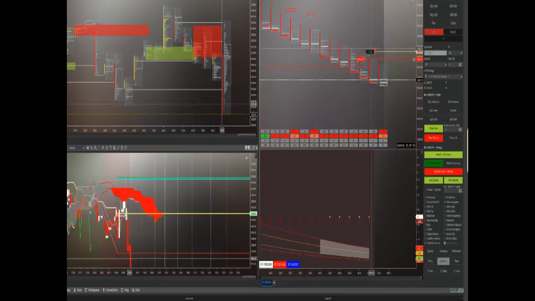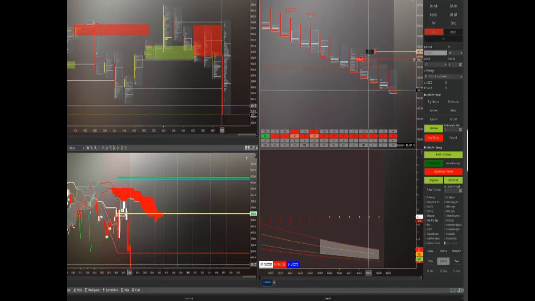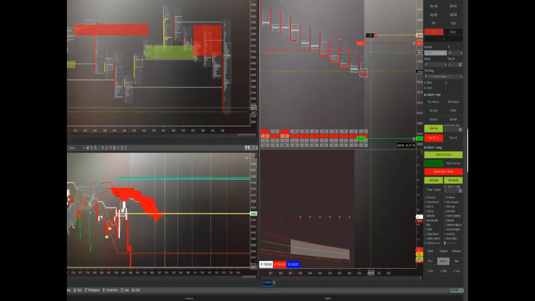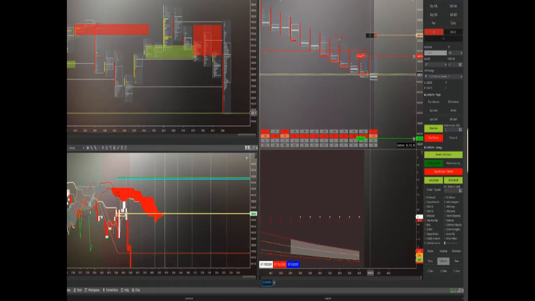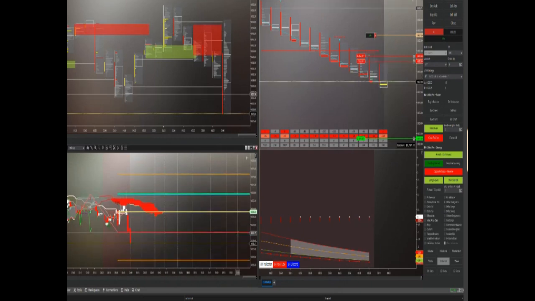Had enough time to make a decision there. Who's going to pull? Who's going to push? The bull bears won out on that one. I'm okay with that.